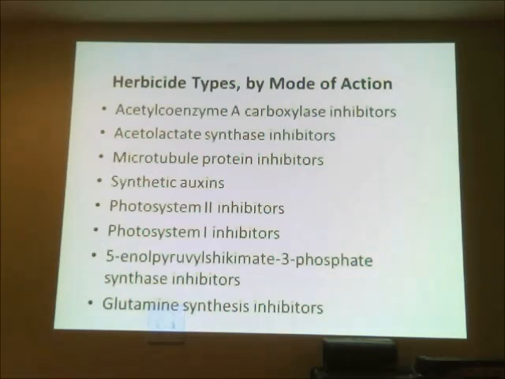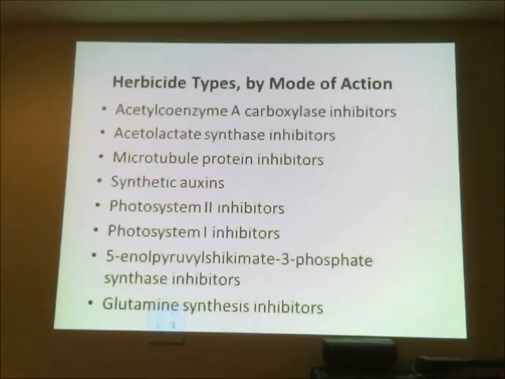The electrons move to a higher energy level, and then they fall back down to the ground level through a series of steps. As they do that, there are a variety of other molecules involved, and the energy is being captured and used to synthesize other compounds. But inhibiting photosystem 2 or photosystem 1 winds up killing weeds. And the 5-enol pyruvyl shikimate 3-phosphate synthase inhibitors is another category that we're going to look at.